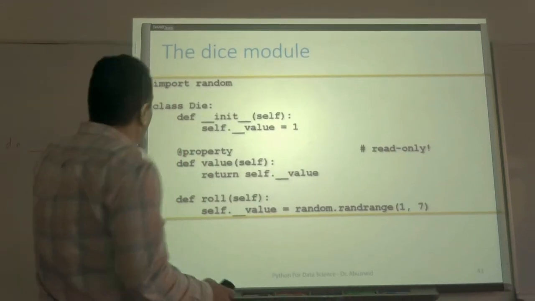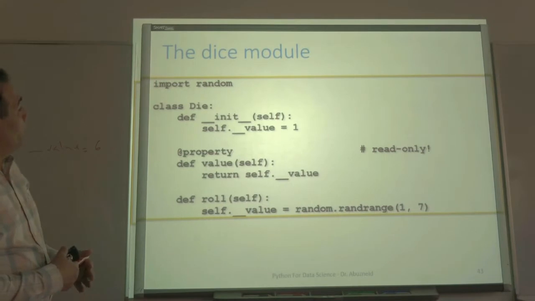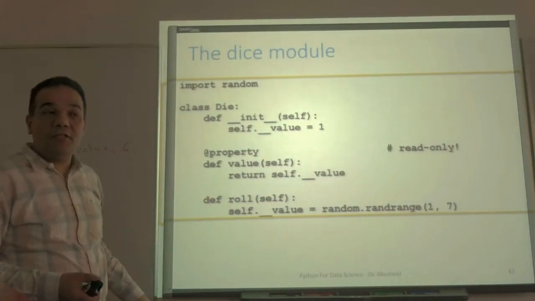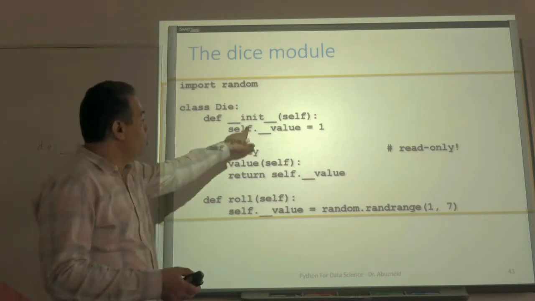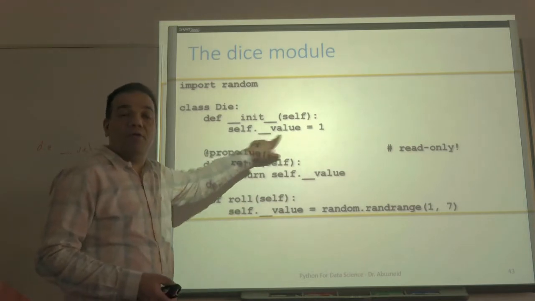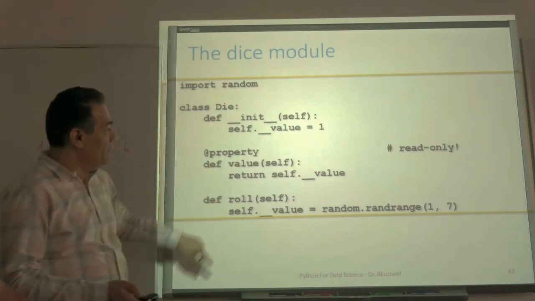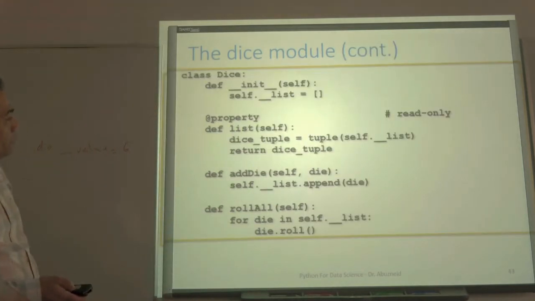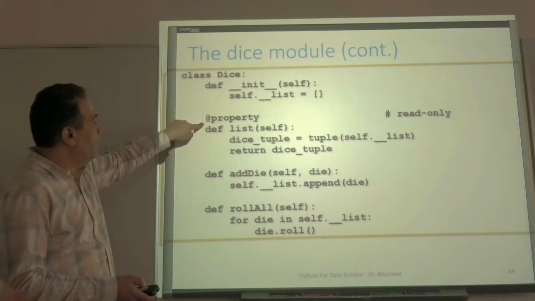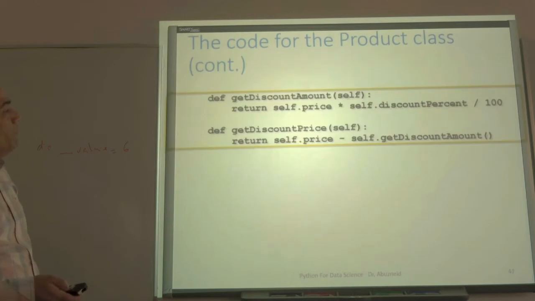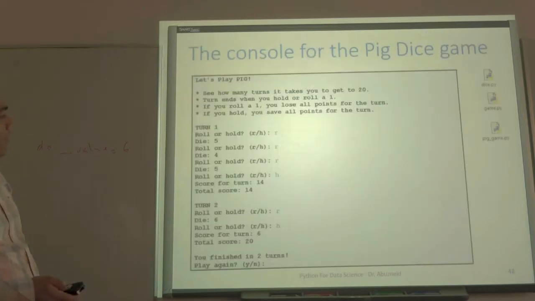All right. So this is the same DICE program that we have created, but we have changed the attributes to private, and we have created the functions. We created properties here, for example. So take a look at it. It's the same, but we are not using properties.